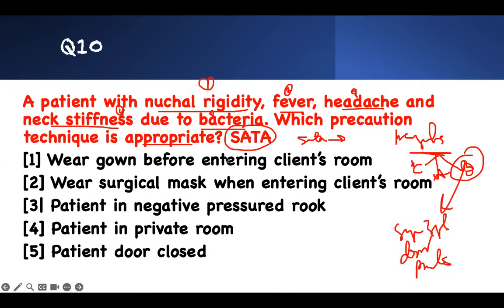It said which precaution is appropriate. It's not appropriate. Wear a gown if it's a contact problem. Wear a surgical mask when entering the client room, yes. Patient in a negative pressure room, they don't need any negative pressure, just a regular room. Patient in a private room, yeah, that's fine. Patient door is closed, so that's fine. So 2, 4, and 5: door closed, private room, and wear a surgical mask. This is the end of it.